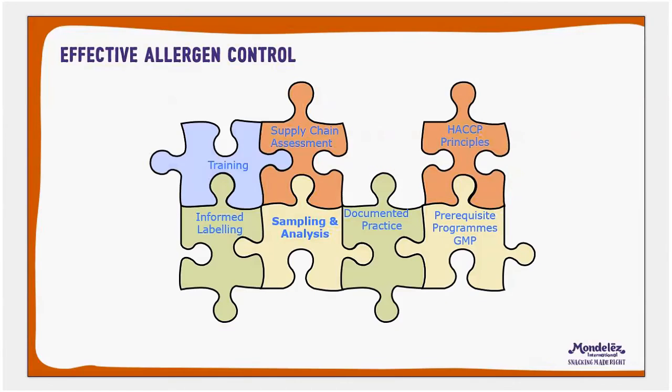When we think about sampling and testing and how it fits into the overall allergen control, it is just a piece of the jigsaw. You cannot just do some sampling and analysis to understand whether you have allergens fully under control. As you'll have heard already, if you haven't got GMP working effectively, or you haven't got good supply chain risk assessment in place or good training, then you cannot just do some testing in order to work out whether everything is working effectively.